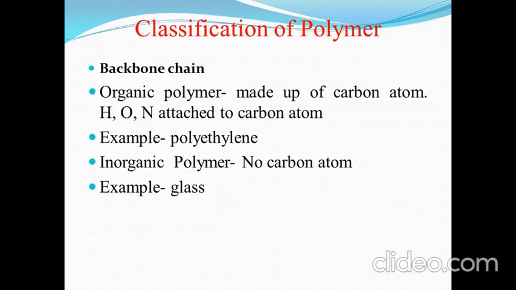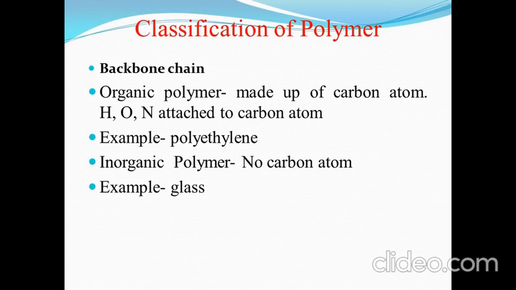The second aspect of classification is the backbone of the polymers. Backbone means the important chain structure of the polymer. Depending upon this aspect, the polymer can be classified into two categories: organic and inorganic polymer.